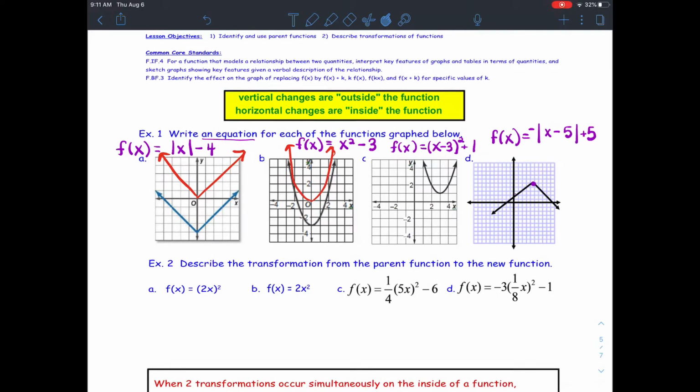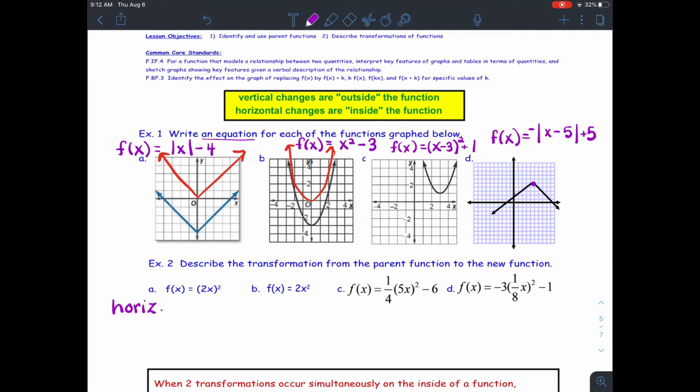Okay, let's go ahead and pick a few of these here in example 2 to review from yesterday before we throw one more complicated piece into this. Okay, so let's start with example A. You can see there's only one thing happening here. In fact, there's a big difference between A and B. On A, the 2 is being multiplied on the inside. On B, the 2 is being multiplied on the outside.